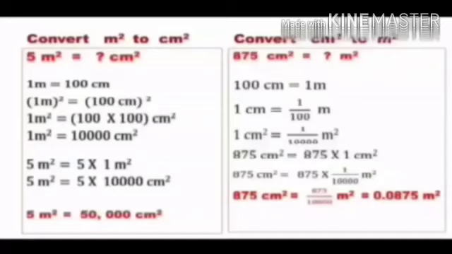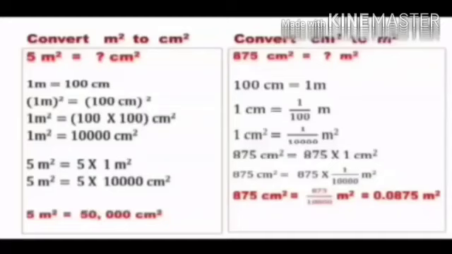What about the reverse? For example, how many meter square are there in 875 centimeter square? We know 100 centimeter equals 1 meter. From this, we can write 1 centimeter equals 1 over 100 meter. So, 1 centimeter square is equal to 1 over 10,000 meter square.